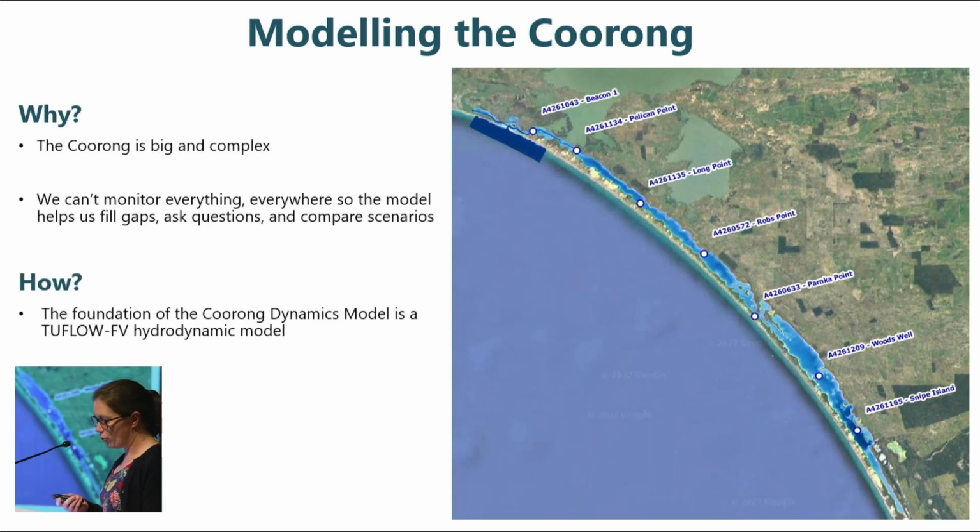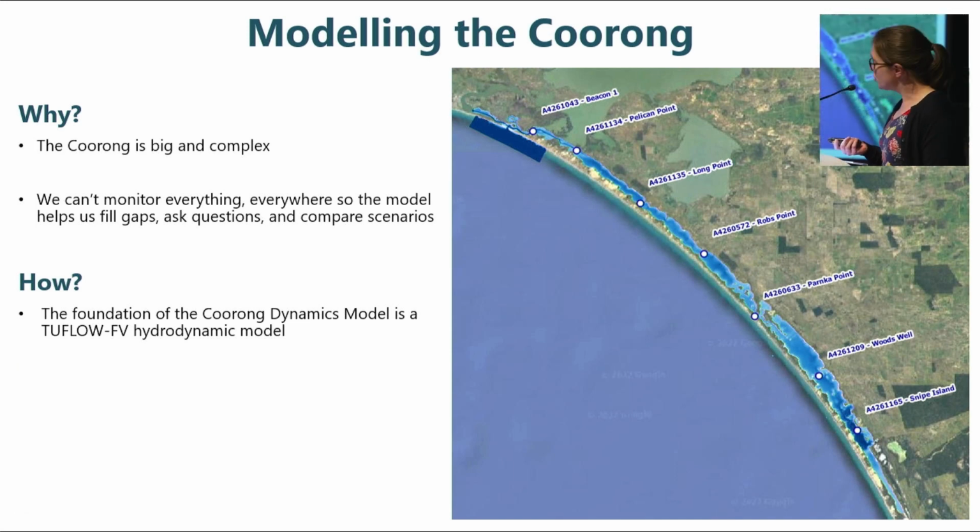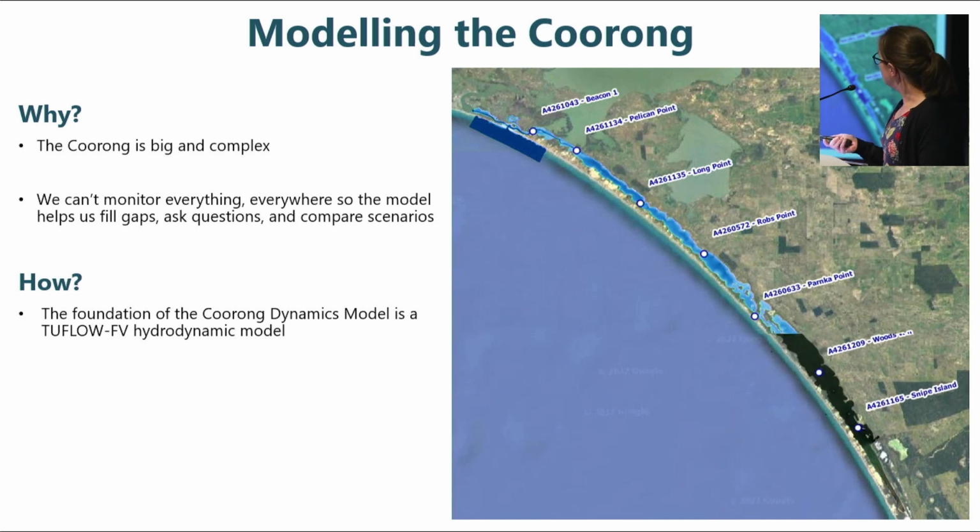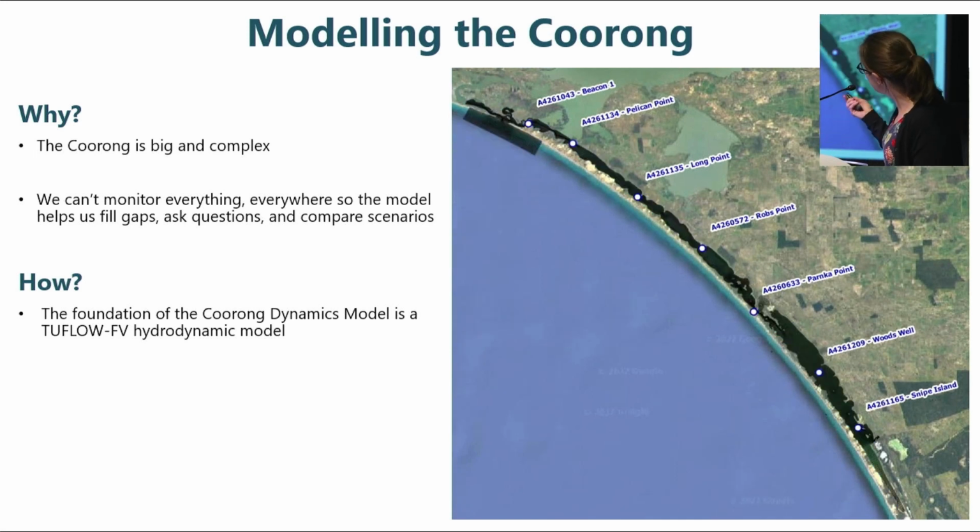So the foundation for the Coorong Dynamics Model is what's called a TUFLOW FV. FV relates to flexible mesh, hydrodynamic model. So you can see there that we've got a representation of what we call the model domain, or the extent of the model. So we take this bathymetry, which is essentially the lay of the land or the floor of the Coorong. It represents the physical features of the system. And then over that we build a model mesh, which looks very busy there because it is. And this represents the hydrodynamics of the system. Hydrodynamics is fluids in motion, how water moves.